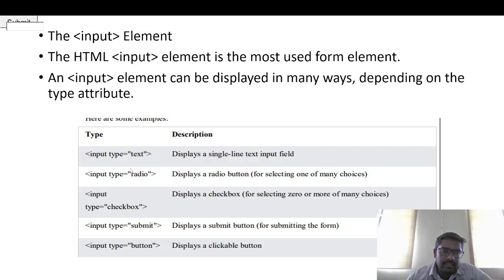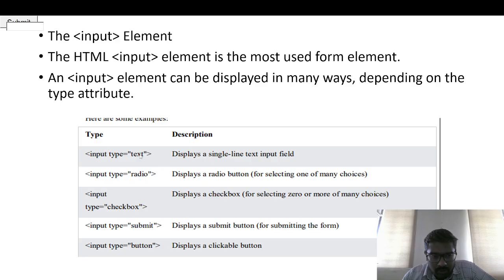As I said earlier, we have the text input to display text, the radio button to select any one of the choices, checkboxes to select multiple choices, the submit button, and finally buttons to ensure a button has been created. Let us look at these one by one.